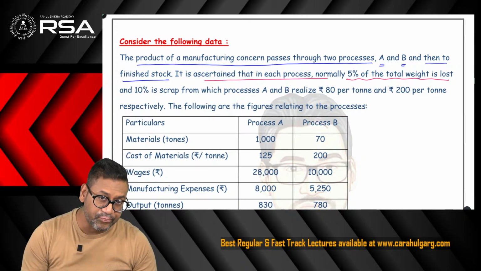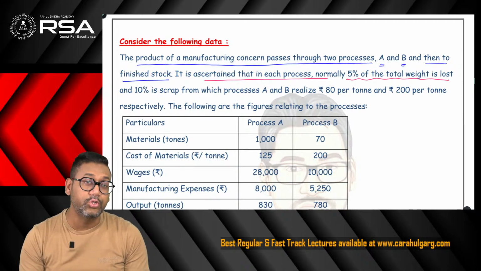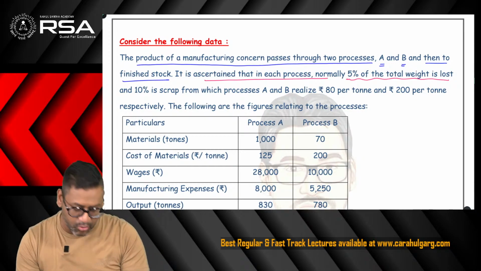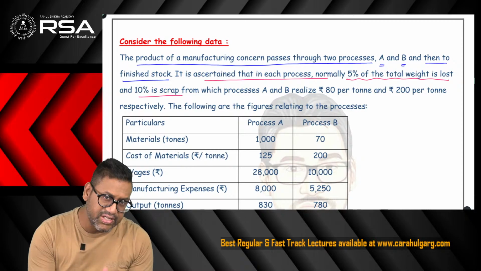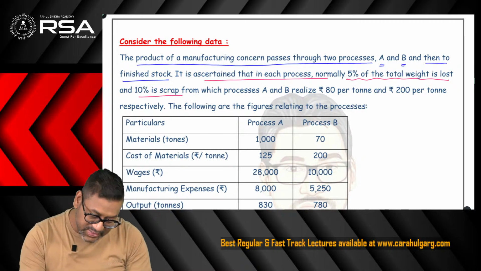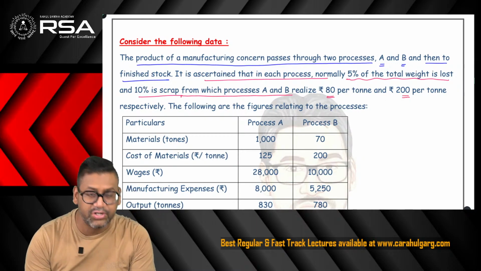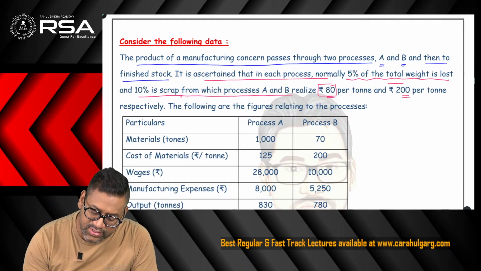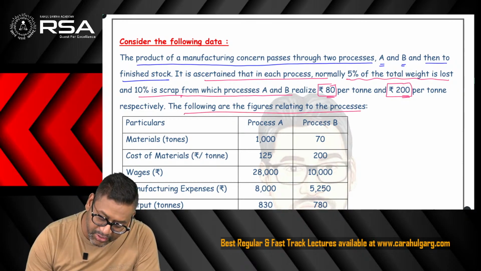You already know whatever weight you input in the process, the 5% of that shall be lost. Weight is lost means it is just like evaporation. So can there be any scrap value of this? No, there can't be any scrap value of such kind of normal loss in which the weight is automatically lost. It says 10% is scrap. So 10% is scrap means this is another kind of normal loss. So there are two normal losses in the question. This is scrap from which the process A and B realize 80 and 200 per ton respectively. So the scrap of process A can be sold at 80 and the scrap of process B can be sold at 200 per ton.